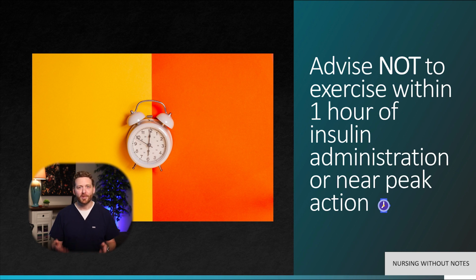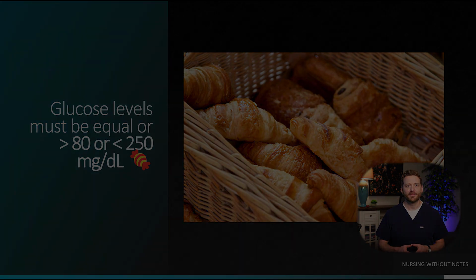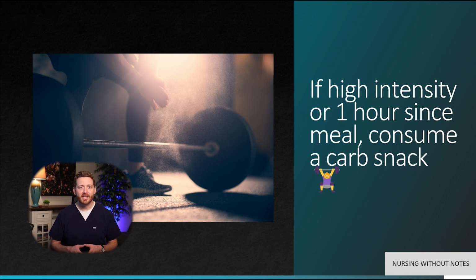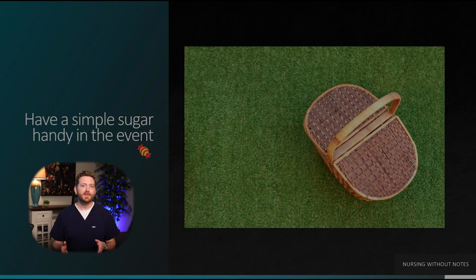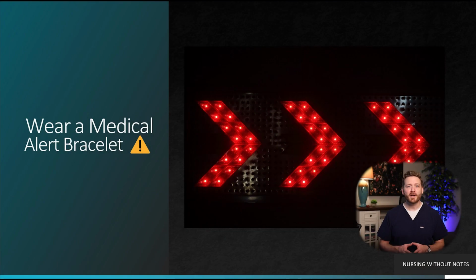Considering the tendency for blood sugar levels to drop during exercise, it's vital to address how to prevent hypoglycemia during workouts. Here are some key points to share with your patients. Ensure their glucose level is between 80 and 250. If they plan to engage in high-intensity exercise or haven't eaten in the past hour, encourage them to have a carbohydrate snack before exercising. Keep a source of simple sugar handy in case of hypoglycemia.